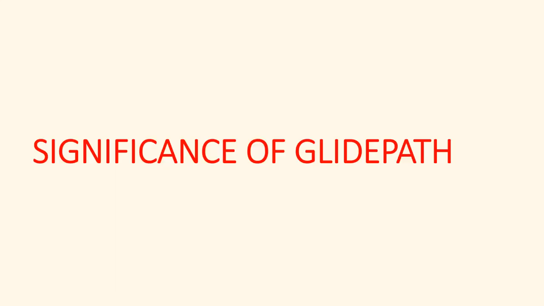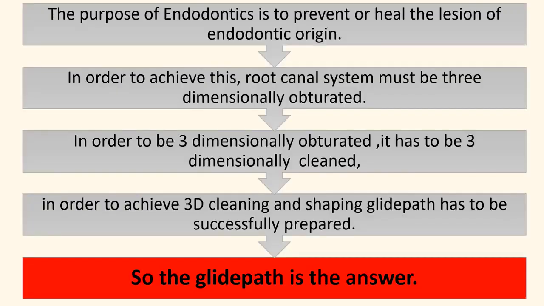Now coming to the significance of a glide path. The purpose of endodontics is to prevent or heal the lesion of endodontic origin. In order to achieve this, the root canal system must be three-dimensionally obturated. In order to be three-dimensionally obturated, it has to be three-dimensionally cleaned. And in order to achieve the 3D cleaning and shaping, the glide path has to be successfully prepared. So the glide path is the answer.